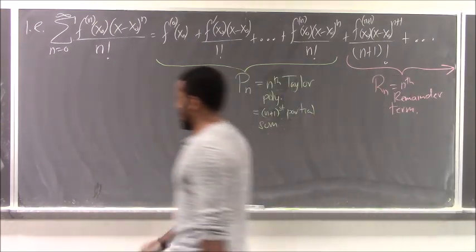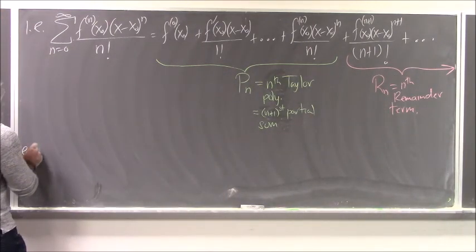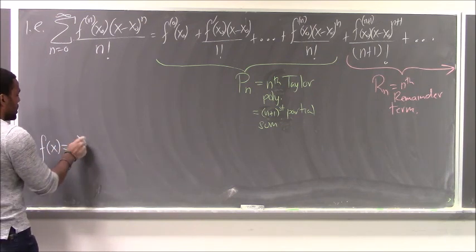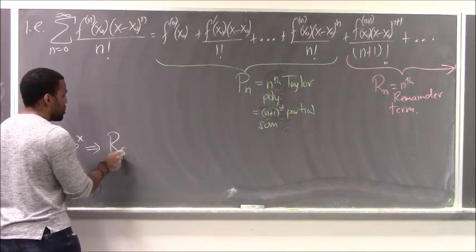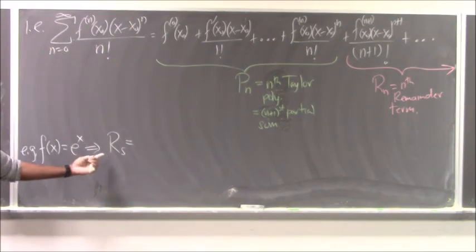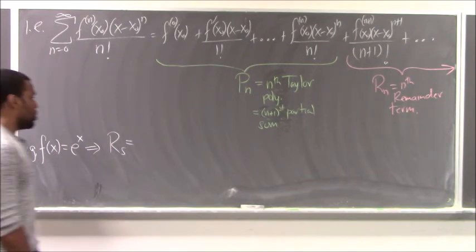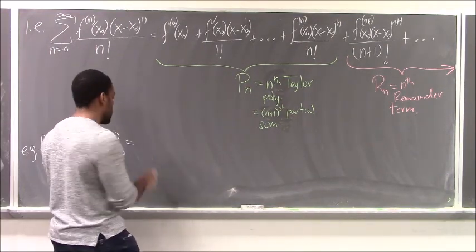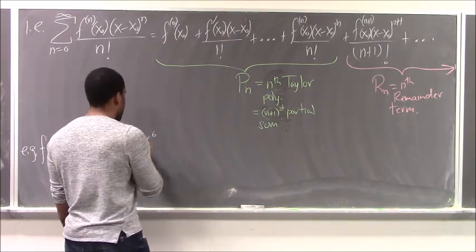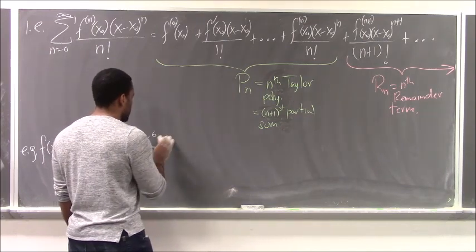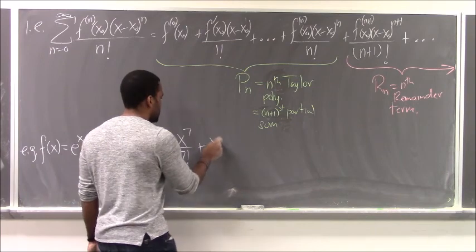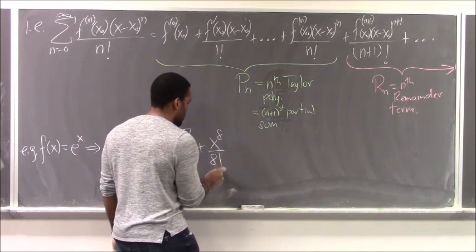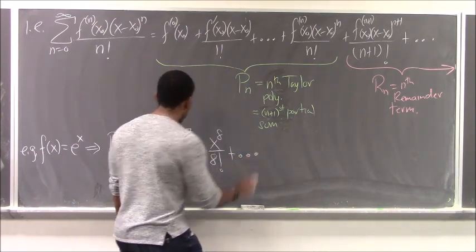So, as an example, f of x equals e to the x, then its fifth remainder term. I already told you about the fifth degree Taylor polynomial. Well, this is just everyone after the fifth degree. So this is x to the 6 over 6 factorial, plus x to the 7th over 7 factorial, plus x to the 8th over 8 factorial, and then that keeps going.